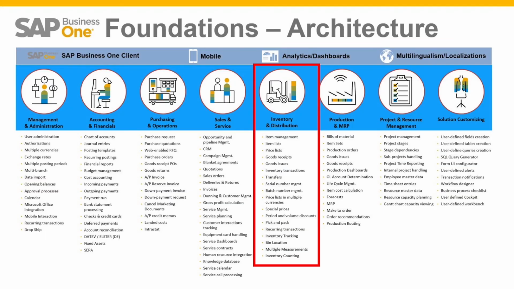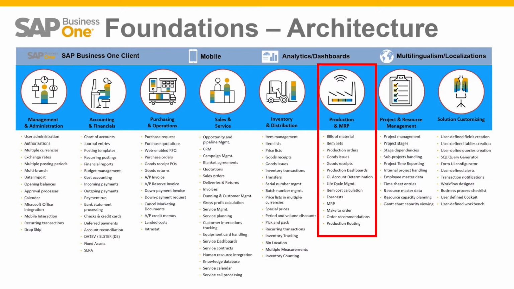Inventory distribution, as many warehouses as you want. You have the possibility of managing in-transit or dropship warehouses. You also have the possibility of managing serialized items, batch number control items as well, multiple pricing, pick and pack, multiple units of measure. All that is included as part of the system. It's a matter of just setting that up. And then we have production and MRP.